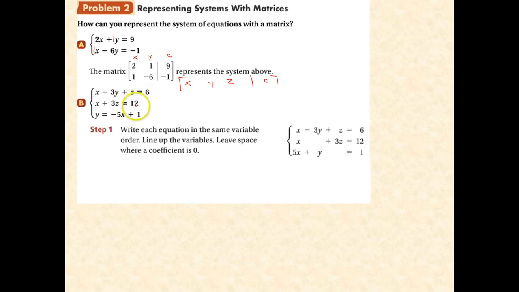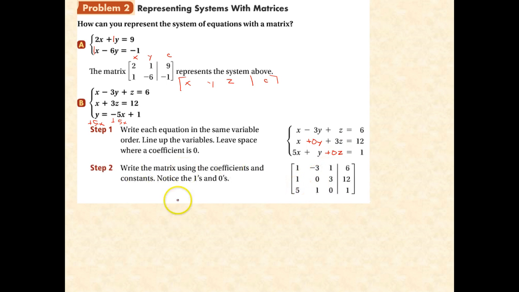So, how's this going to look? First, we need to write each line of the system with the variables lined up in the correct order. So x minus 3y plus z equals 6 is already good. X plus 3z, you've got to think of as x plus 0y plus 3z. And if we add 5x to both sides of this equation, we get 5x plus y equals 1. But we have to remember that that's 5x plus y plus 0z equals 1. And now we can just plug that into our matrix.